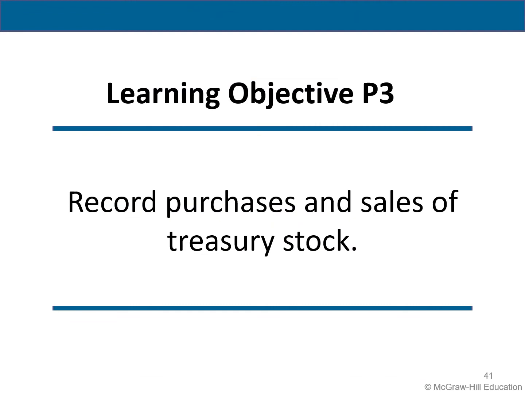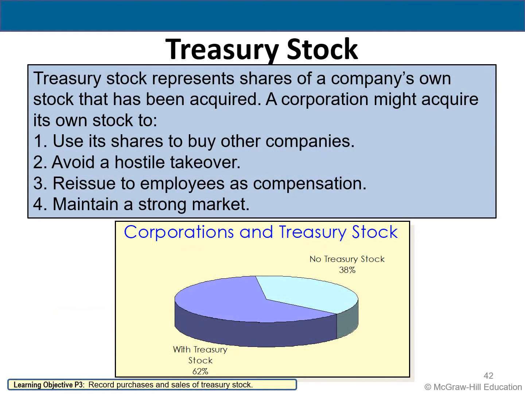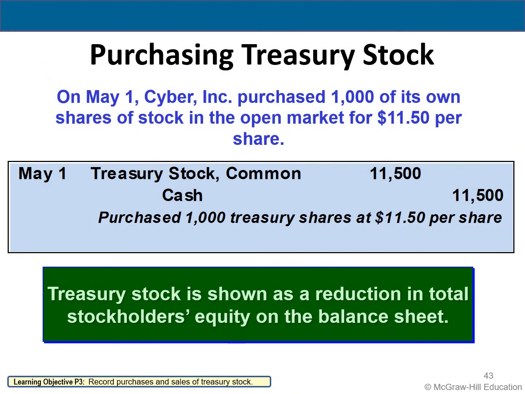All right, so recording purchases and sales of treasury stock. Sometimes corporations buy back their own shares of stock for several reasons: either to acquire another corporation, avoid a hostile takeover, give them to employees as compensation, or to maintain a strong market. So when we purchase treasury stock, it is a contra equity account.